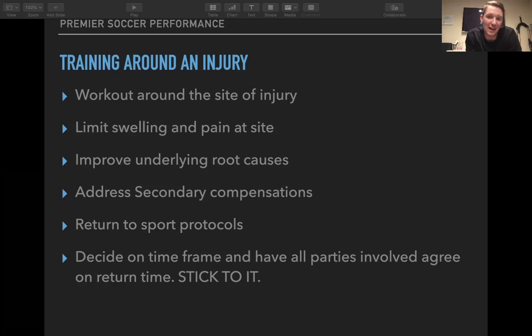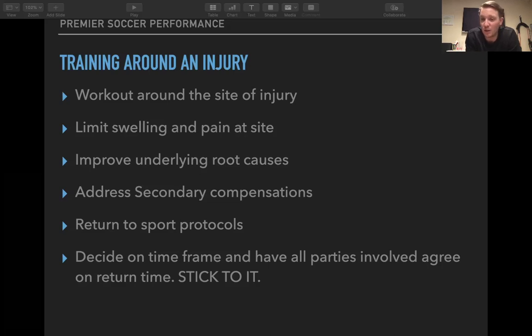You should work out around the site of injury, okay? This is going to limit swelling and pain at the site of injury, but it's also going to improve the underlying root causes of injury, address secondary compensations because of injury, and then obviously physically prepare them to return to sport. So we need to train around these injuries.